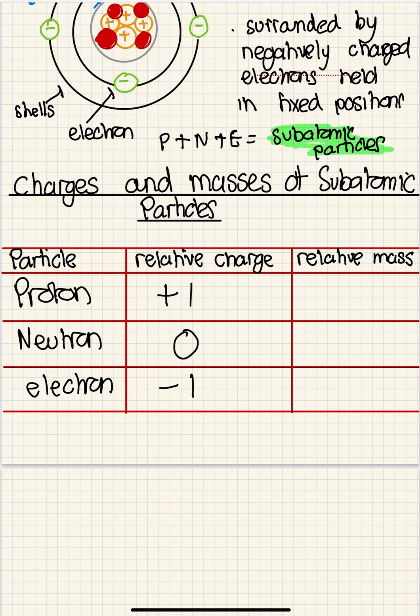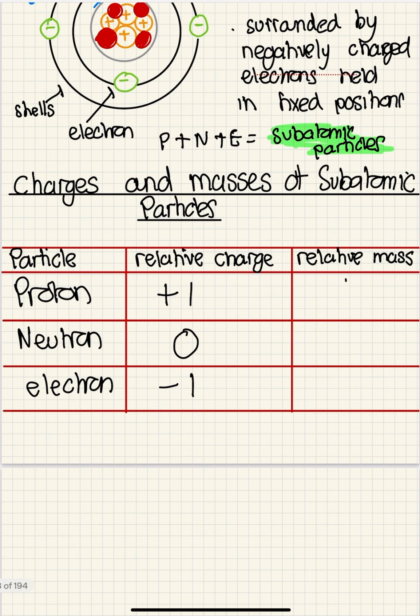Now in terms of mass, the proton and neutron have the same mass, which is 1 and 1. However, the electron is very, very small. Sometimes people say it's 0, or they could even say it's 0.0005.